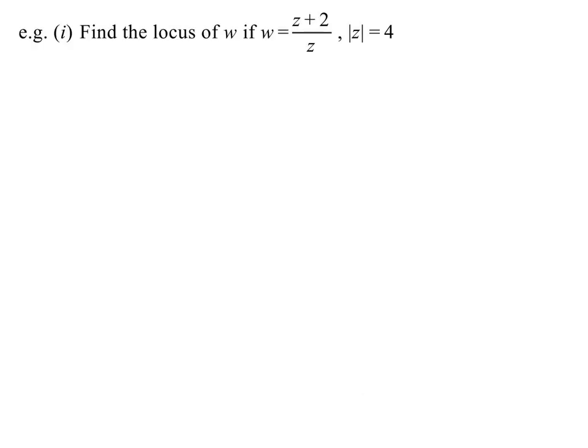We'll get a question like this then. We want to find the locus of w, and here's our function. W is z plus 2 over z, but the condition is the modulus of z is equal to 4. Now what are we doing here?